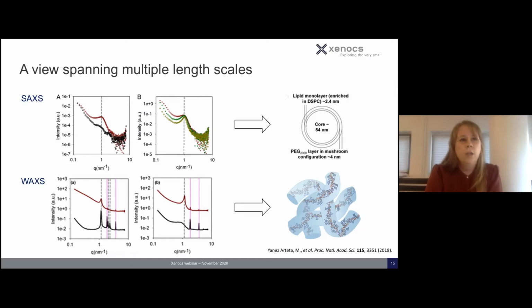Now, both the shape as well as the size and the internal structure have been shown to influence the expression of the desired proteins by the body. So it's extremely important to understand what is going on inside these particles to optimize them.